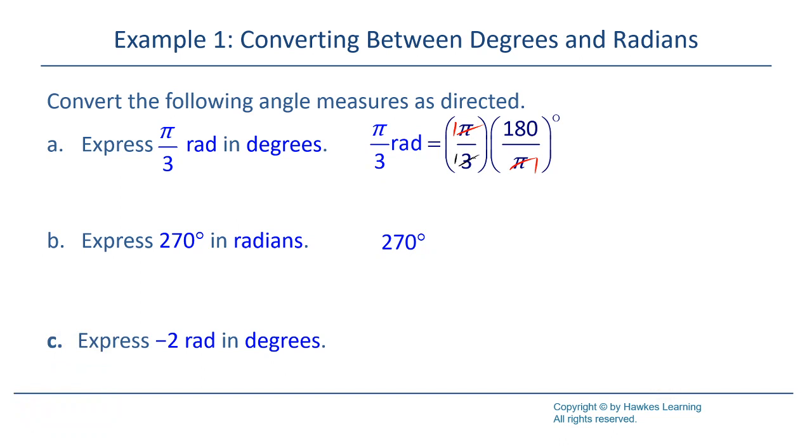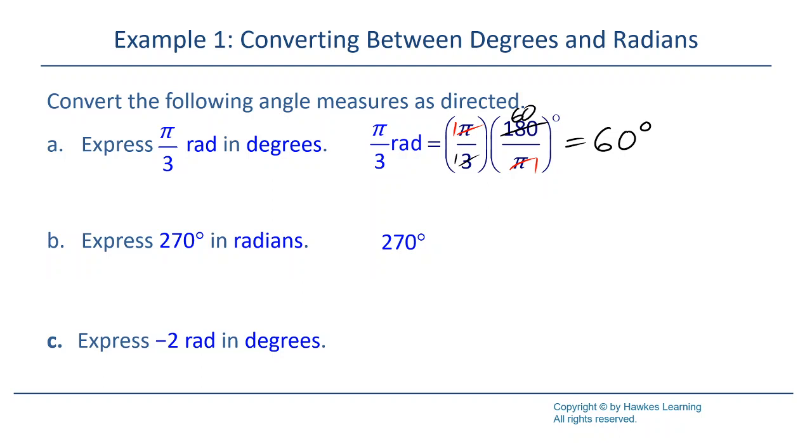And then 3 will go into 180. Let's see, it would go into 18 6 times. So it'll go into 180 60 times. So pi over 3 radians is equal to 60 degrees.